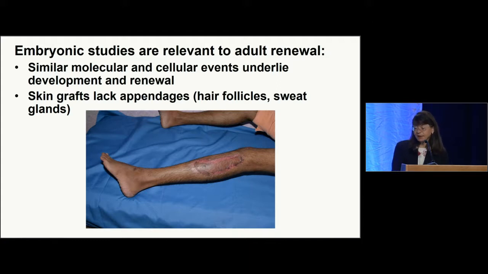So for instance, we currently treat severe burns and wounds in the skin by grafting of keratinocytes, and this is very effective in regenerating the epidermis, but the skin grafts lack appendages such as hair follicles and sweat glands, and so are not fully functioning. By understanding the embryonic events that induce the formation of these structures, we expect to be able to inform better approaches to regenerating fully functional skin.